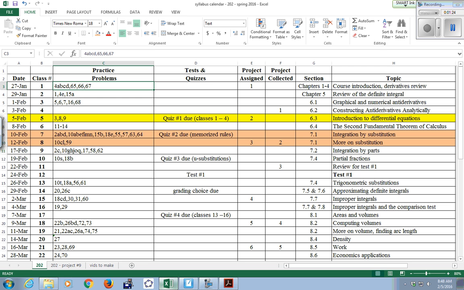And then project 2 is assigned today, so I'll hand those out while I'm thinking of it. Okay, so project 2, just handed it out. It is going to be due on the 12th, so that's a week from today.